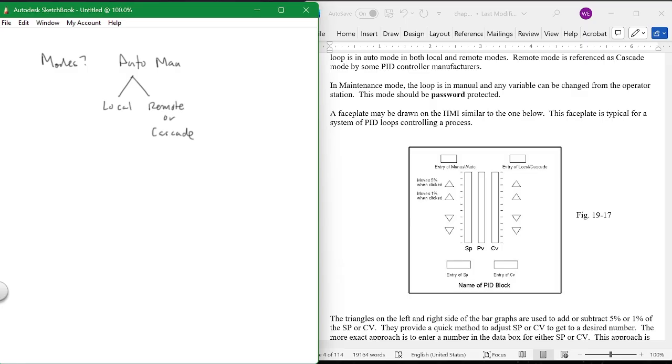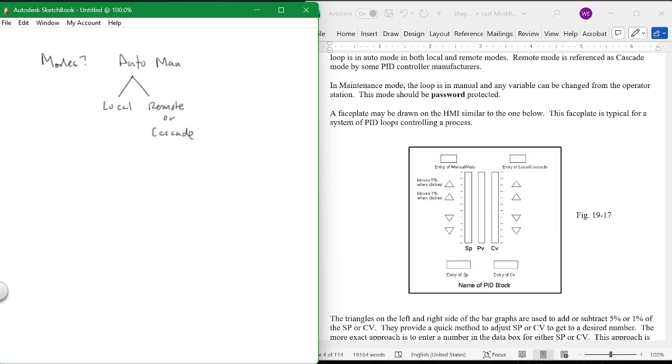Now if I'm in manual mode, I can control my output. If I'm in auto mode, I can control my set point. So this would be when I'm in auto mode, this would be when I'm in manual mode. Okay? And I also have entry points for all this stuff. So in other words, I don't have to use these tickle points, these triangles. I can set it up down here to actually put it to a value. I can set up my set point here if I want to. If I'm in local auto mode, I can put in a set point and it will take right here.